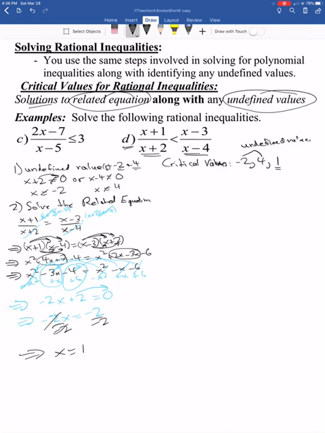With that said, let's set up the test intervals. As we're looking at our x line, let's form those test intervals so we can see where our solution set will come from.